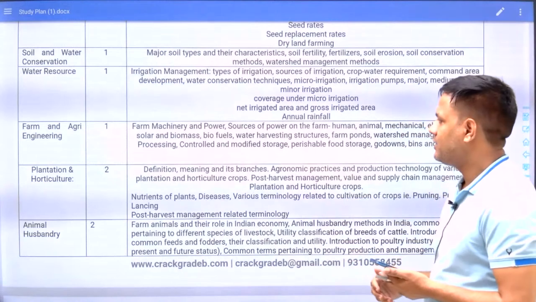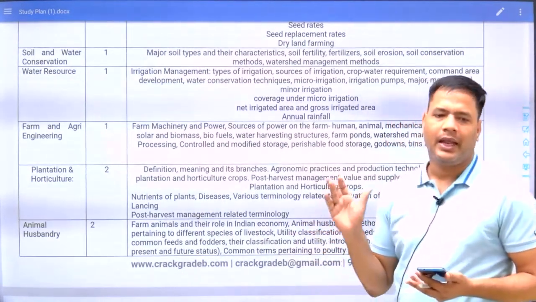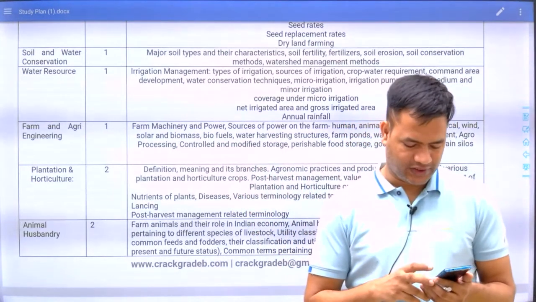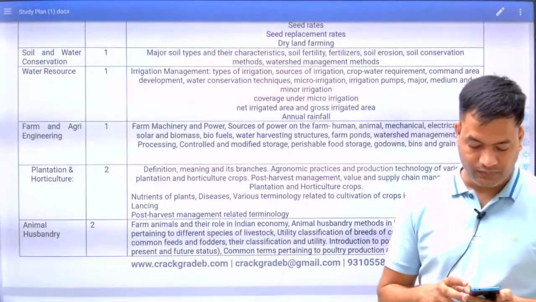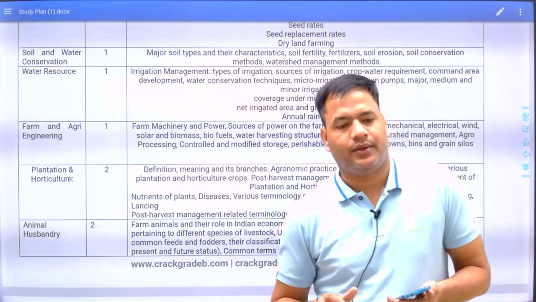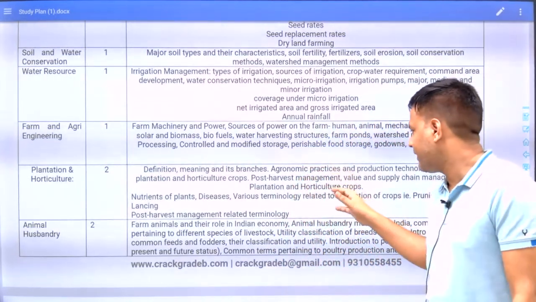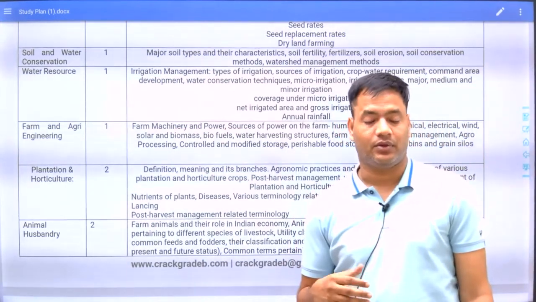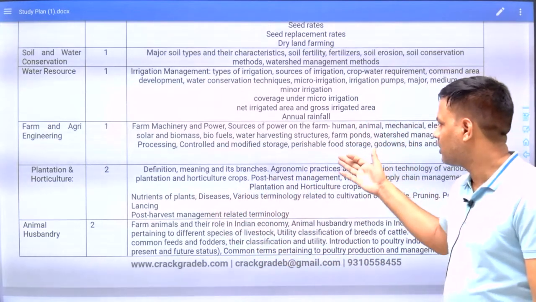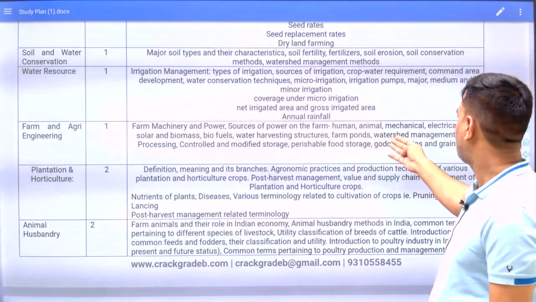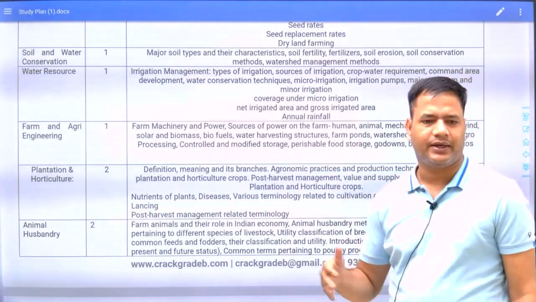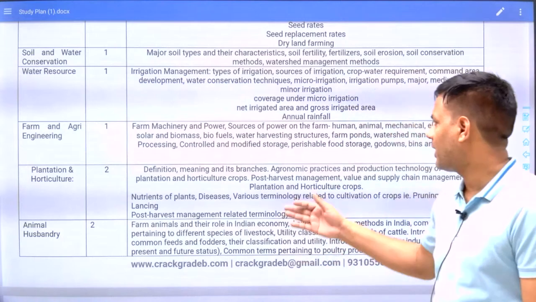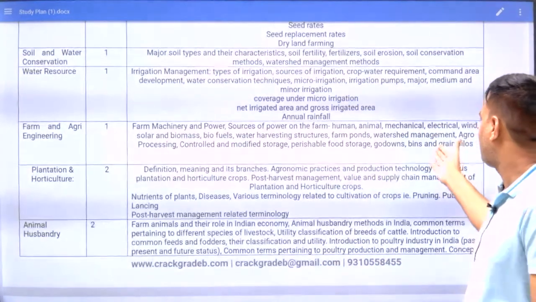So next is farm and agri engineering. This is also a vast subject, but at least you should study under this chapter. You can study the specific content. You should study various types of equipment used in agriculture, cultivation, and processing, mechanical equipment, electrical equipment. And under this chapter you have to study renewable energy also, new and renewable energy, biomass and biofuel, and watershed management.